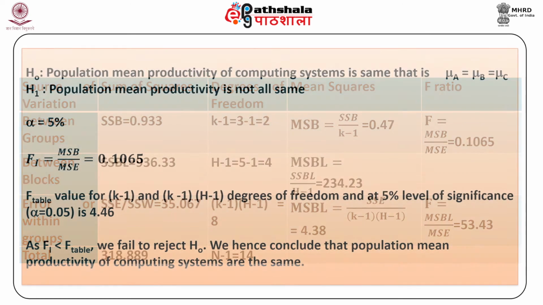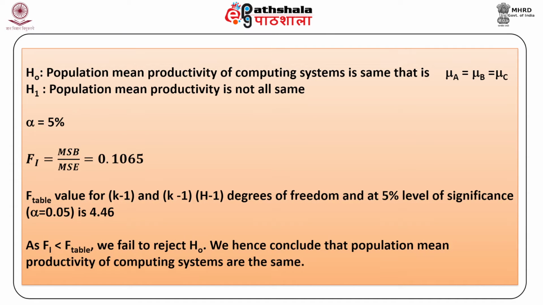Let's look at the two null hypotheses which we have set up. The first null hypothesis is that the population mean productivity of computing systems is the same, which means that mu A is equal to mu B is equal to mu C. And obviously our alternative hypothesis is that the population mean productivity is not all the same.